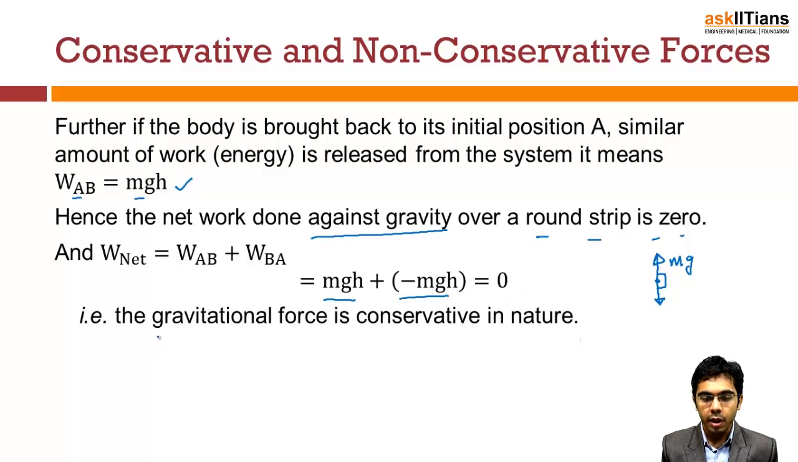And so what is the conclusion? The conclusion is that gravitational force is conservative in nature. That means the net work done over a closed path is 0. So therefore we can say that gravitational force is a conservative force.